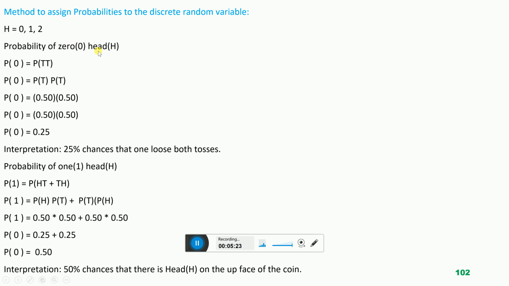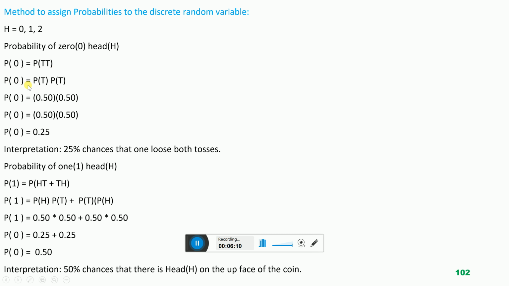Probability of zero head means what are the chances that when we toss a coin twice there is no head, we are calculating the chances. So probability of zero head means when we toss a coin twice, both are tail, probability of tail and tail. This TT means that when we toss a coin one time, there is a tail on the up face of the coin. When we toss the coin again, again there is a tail on the up face of the coin, so we have two tails, so no head, zero head. These two tails mean zero head. What are the chances that there will be no head? Probability of zero head means probability of tail and tail.